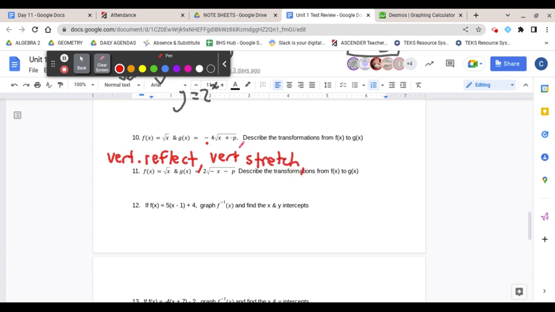Then we have plus p inside here. Inside the root, it's a horizontal shift, and we're plusing p, so we go opposite. Inside the horizontal shift, when we add, we go opposite. So we're going to the left by however much p is. We have a vertical reflection with the negative, a vertical stretch with the 4, and plus p tells us that we are going to the left.